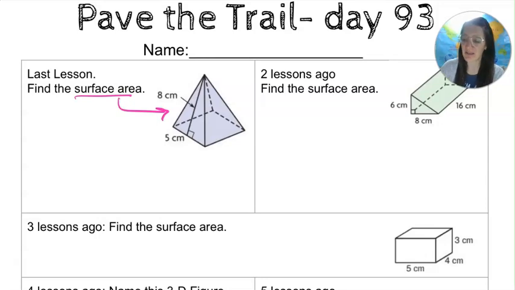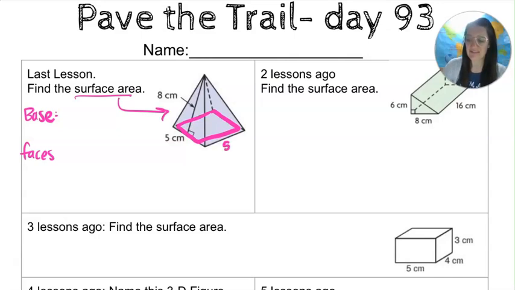So with a pyramid, I like to think of finding the base and then finding all of the faces. The pyramids we did in our lesson were all square pyramids, right? So if that's 5, then that's 5. The base is just a parallelogram, so we can just do 5 times 5, and we get 25 centimeters squared.